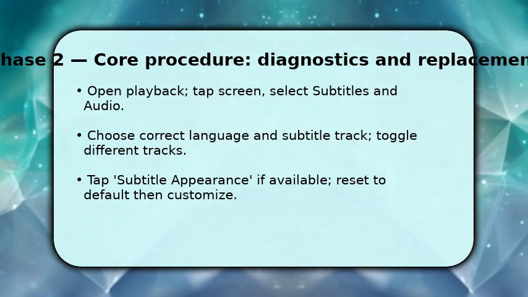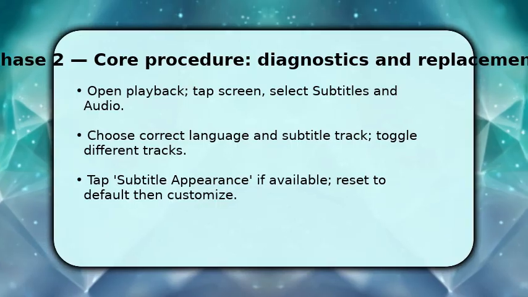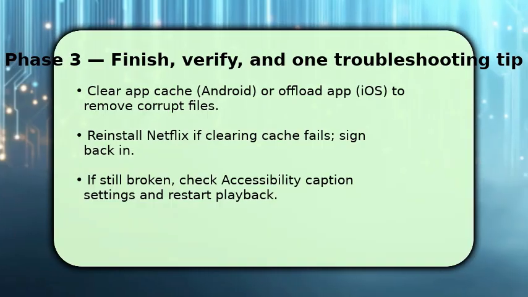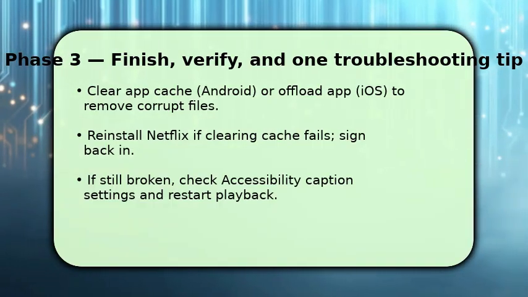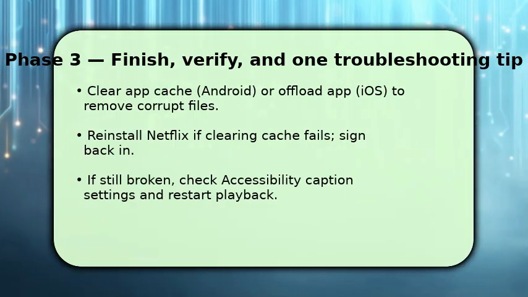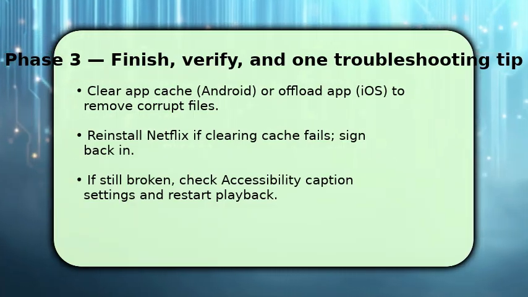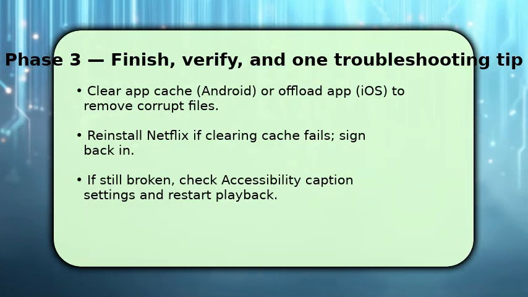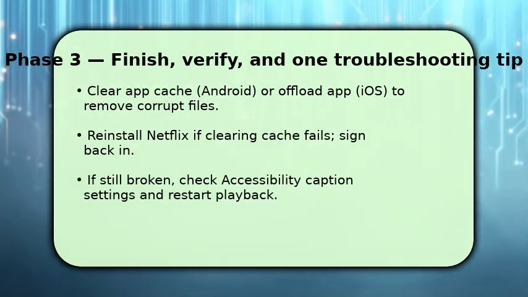If subtitles remain wrong, clear Netflix cache on Android or offload the app on iOS to remove corrupted subtitle files, then reopen the app and test playback. If that doesn't work, uninstall and reinstall Netflix. This resets all local data and forces a full redownload of subtitle assets. After reinstalling, sign in, pick the same show, and verify subtitles.